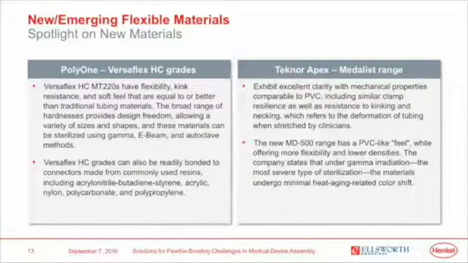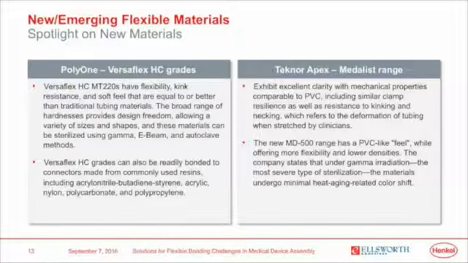So because of all these regulations, changes, and concern areas, there's been a lot of new materials and folks looking at ways to get rid of PVC and other materials of concern. 2 companies that are highlighted here have done just that. The first on the left side is Poly1 with their VersaFlex HC grades. They've developed these materials specifically to replace PVC tubing or other flexible tubing that has constituents of concern.